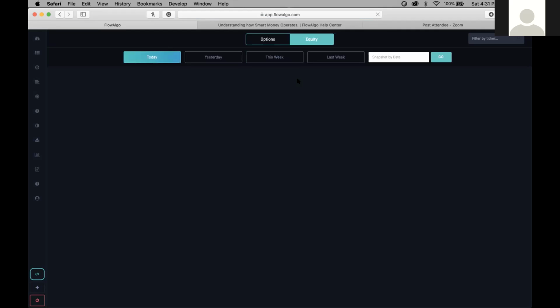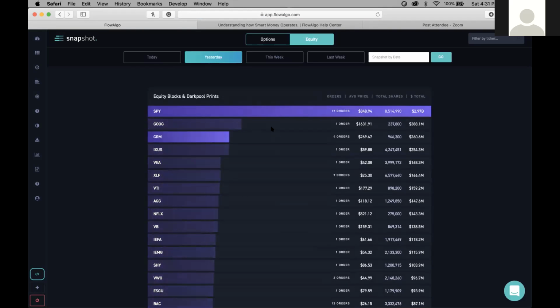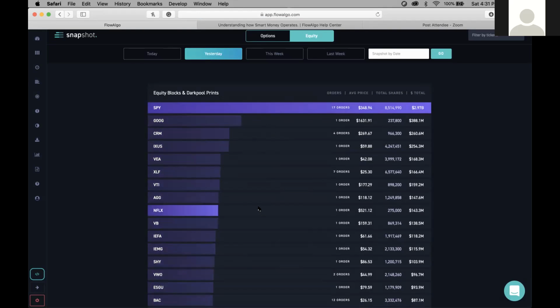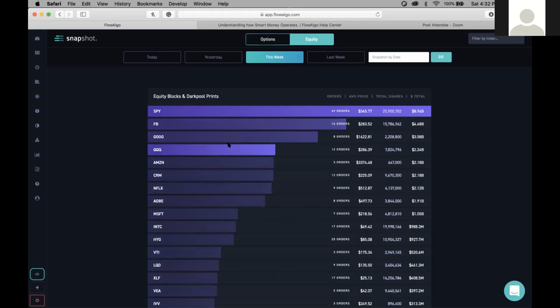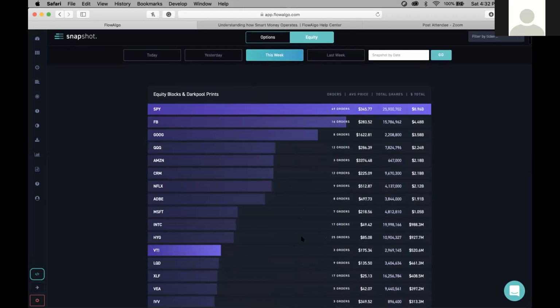Yeah, and you can check the equity too, but there's none for today. So if you want to check yesterday, SPY again, these are shares now. You can see Netflix is still up here with all these other ETFs and a bunch of sectors. If you want to check this week, you can also check here. You still see Netflix, you see Facebook, you see Amazon and stuff. So this kind of gives you an idea of these shares.